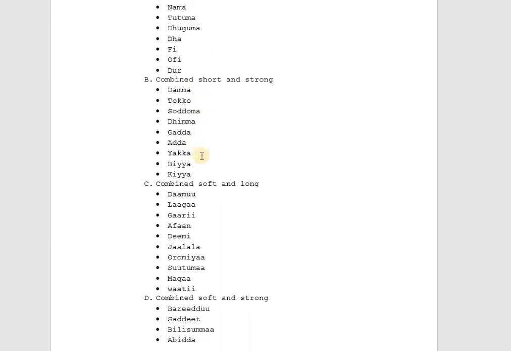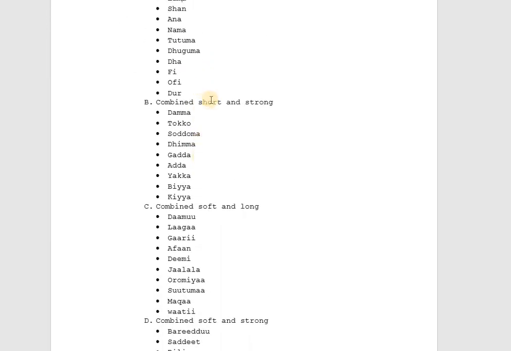Well, let's come to the next one. These are short and strong. Now they are short because there are no repeated consonants. That means we don't stay on any of them.